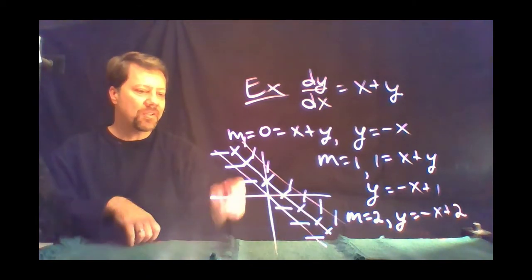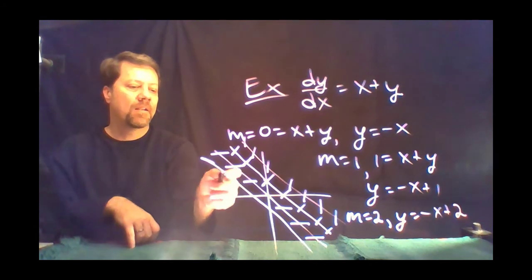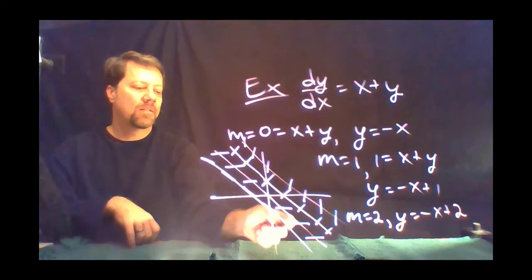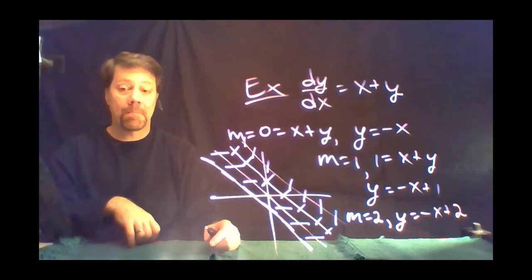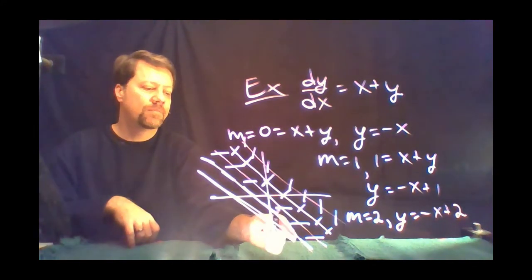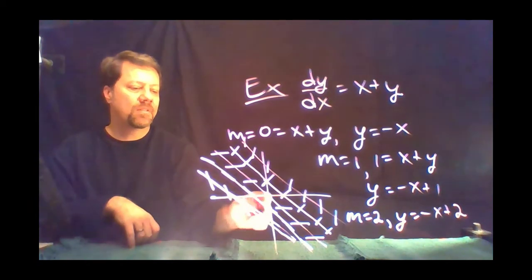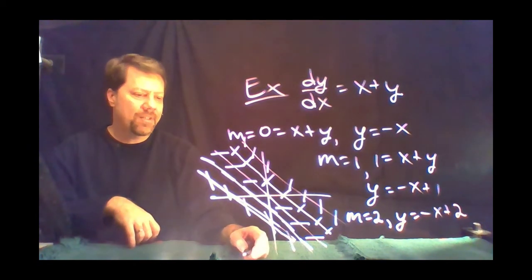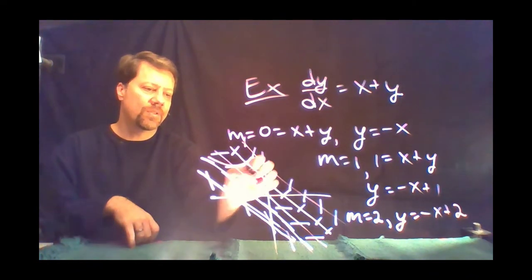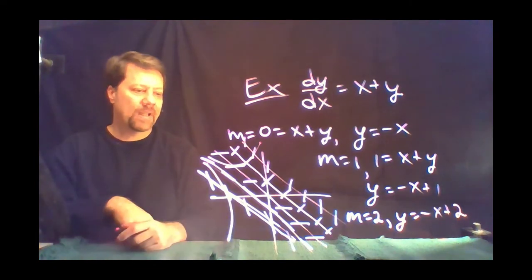I think you can see if m is equal to negative 1, you get y equals negative x minus 1, and m equals negative 2, we'll have slopes negative 2 all the way along this line. And you can see solution curves will do something like this. They'll go straight along here, or they'll curve away like this.